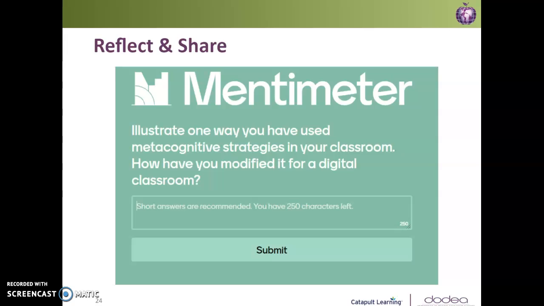Then under Step 2, check out what your colleagues have said on Menti. This will complete Section 1.3 High Leverage Practice 14. Please proceed to 1.4 Cognitive Strategy Instruction using the link at the bottom of the page.